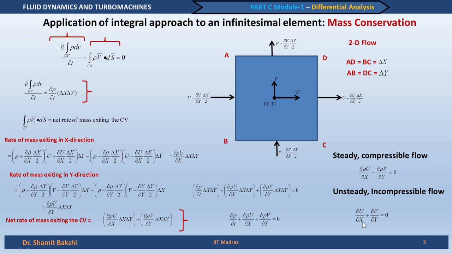If we want a 3-dimensional flow, the simple difference will be that we will have another derivative, that is, let us say w is the velocity in the z direction.